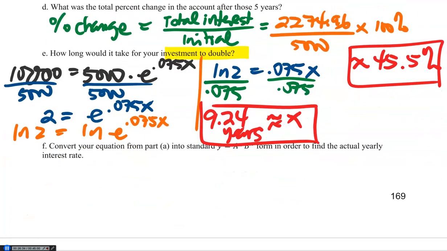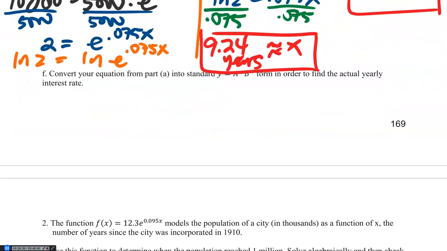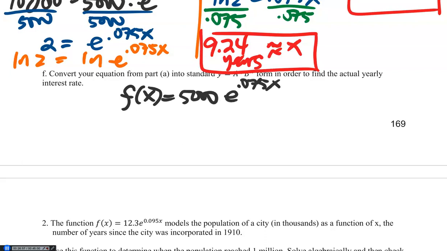Okay. Next, convert this equation from part A into a standard form y is equal to ab to the power of x. So again, we have f of x is equal to 5,000, the initial amount, e to the power of 0.075x.